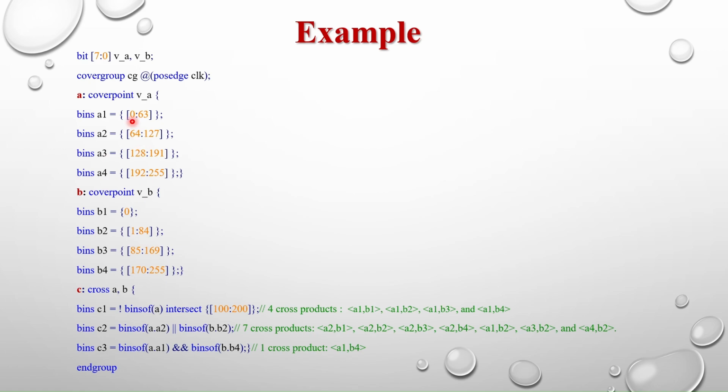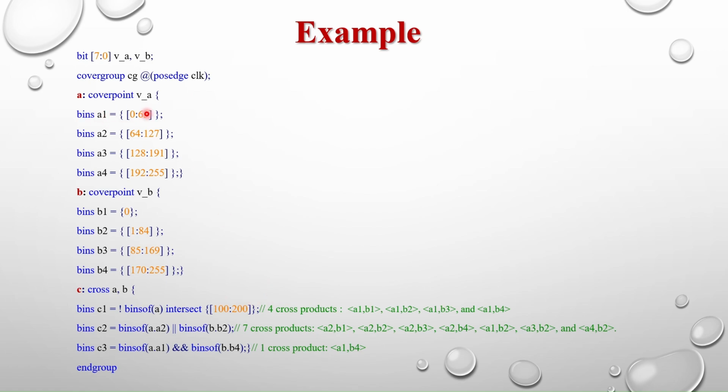There are 4 bins, right, for coverage point a, and whose values do not intersect with the range 100 down to 200. So first we will see whether a1 intersects with the range 100 down to 200. No, right? And 64 down to 127 intersects with the range. And this will also intersect with the range 100 down to 200, and this one also intersects with the range 100 down to 200. So only the a1 bin will not intersect with the range 100 down to 200 because it's less than 100.